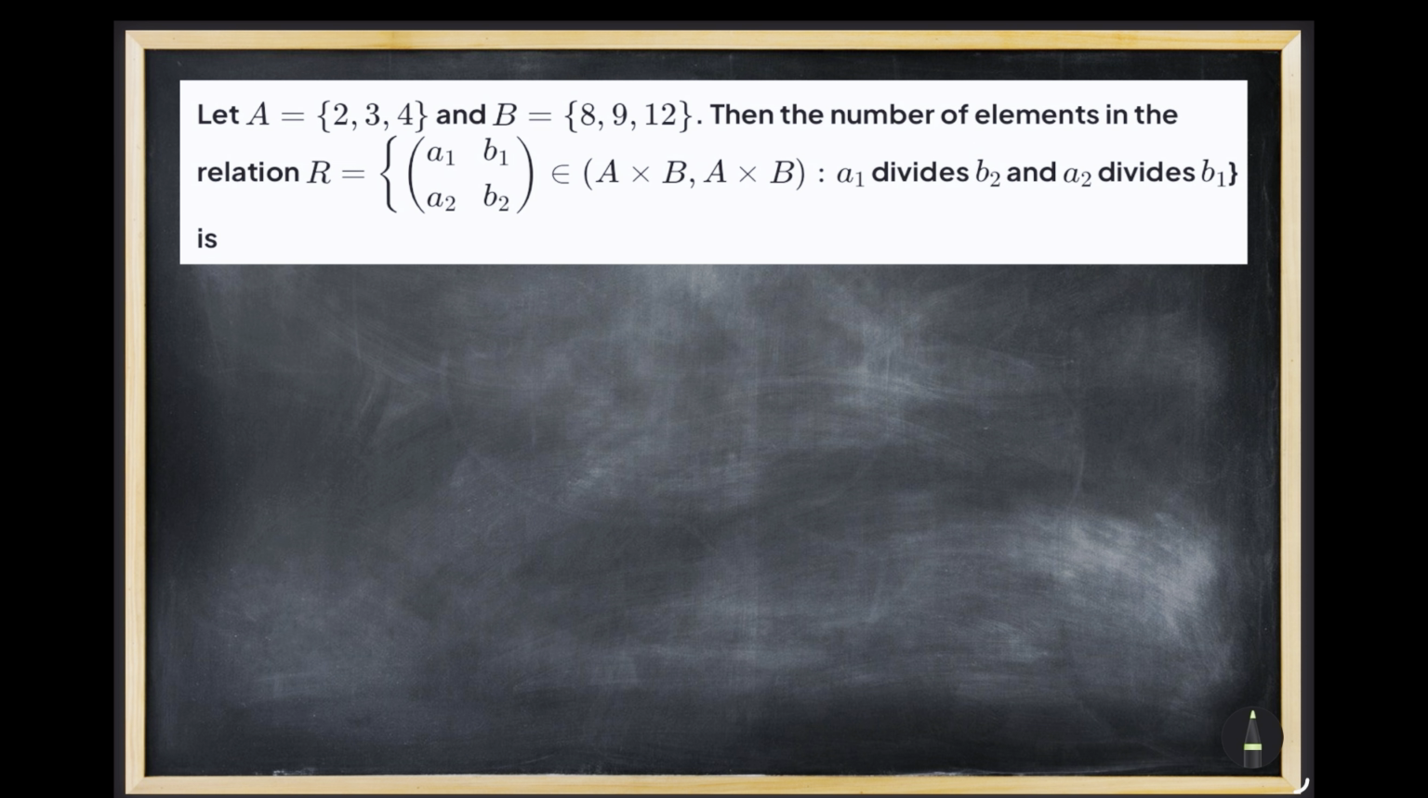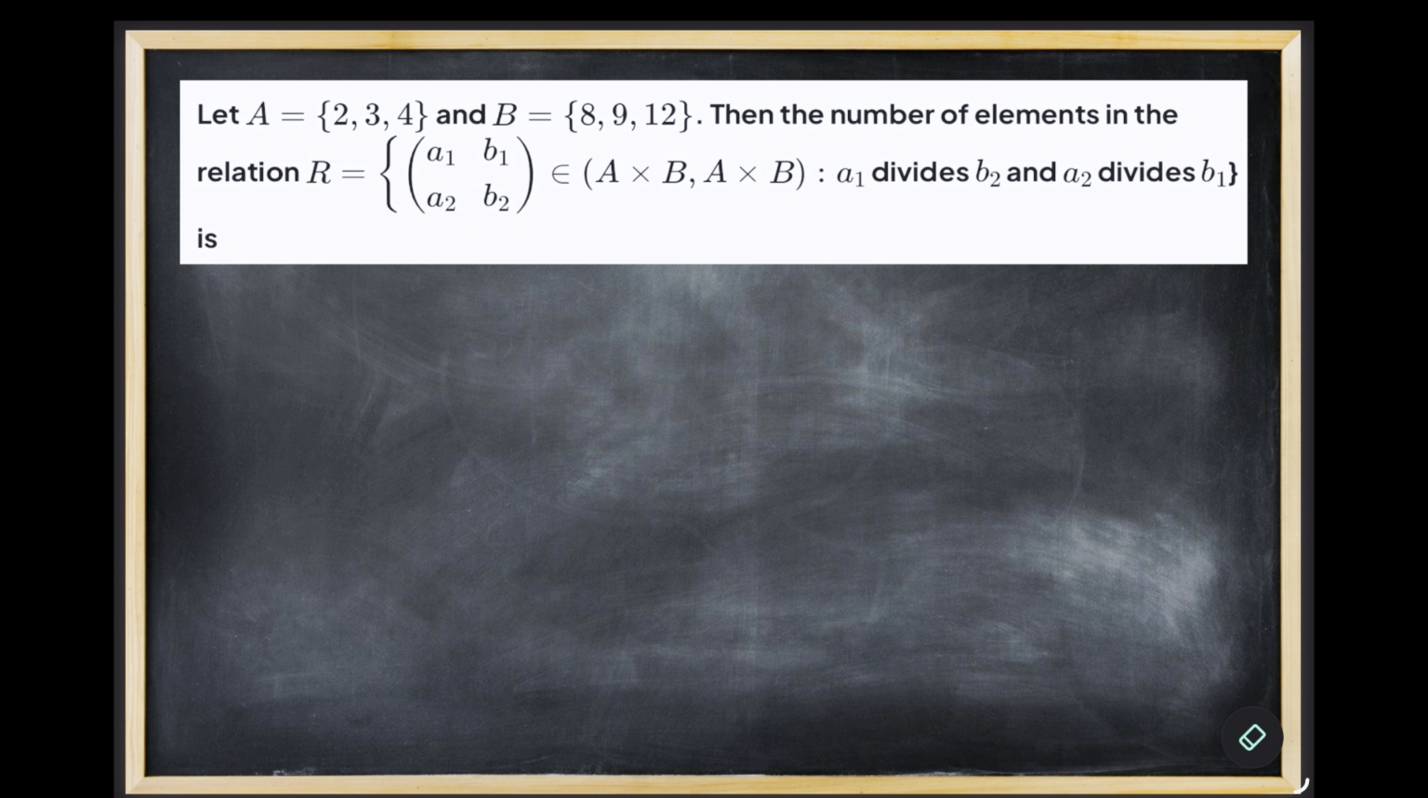So, we are back with a wholesome new question which says: let A equal this. We have set A which contains three elements, that is 2, 3, and 4. We have set B which contains three elements, which are 8, 9, and 12. Then the number of elements in this relation. So, you have this relation.